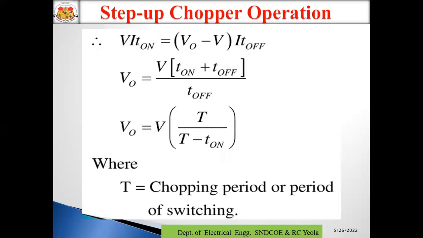Now we go to the formulas: V I T on is equal to (V0 minus V) I T off. From this we can find the value of the output voltage, V0 is equal to V (T on plus T off) divided by T off. We can also write this equation as V0 is equal to V times T divided by (T minus T on), where capital T is the chopping period, or period of switching time, called the total time period.